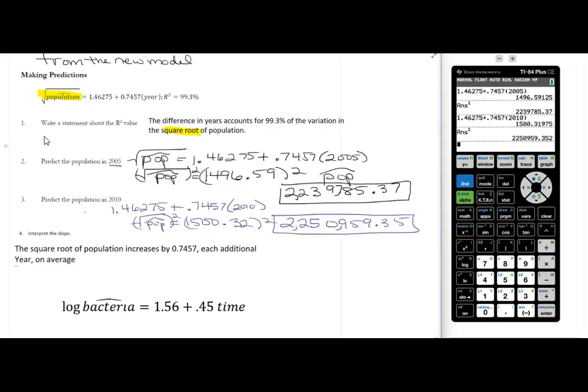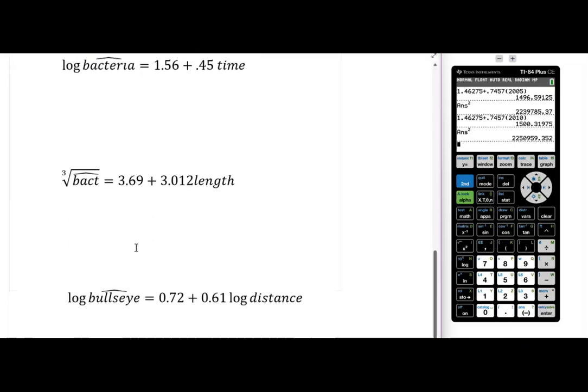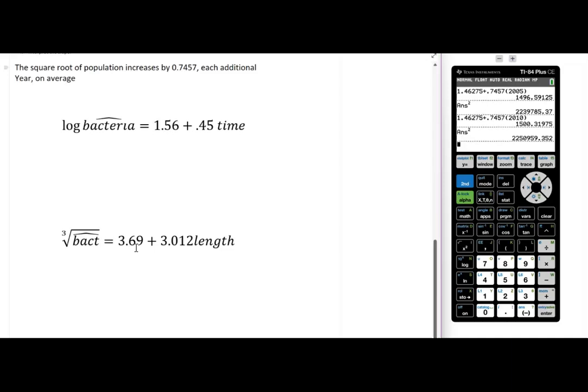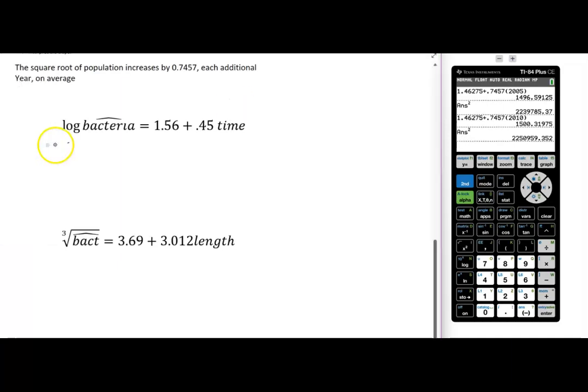Okay, so now what we're going to do is just do some practice finding these. These are a couple problems you can do on your right side. It's really just because some of you haven't had to do some of this algebra in a while, and I want to make sure we understand how to do it. Okay, so let's do this first one. Let's do it for time is equal to 23. So I just plug it in here. So it'll be the log of bacteria equals 1.56 plus 0.45 times 23.